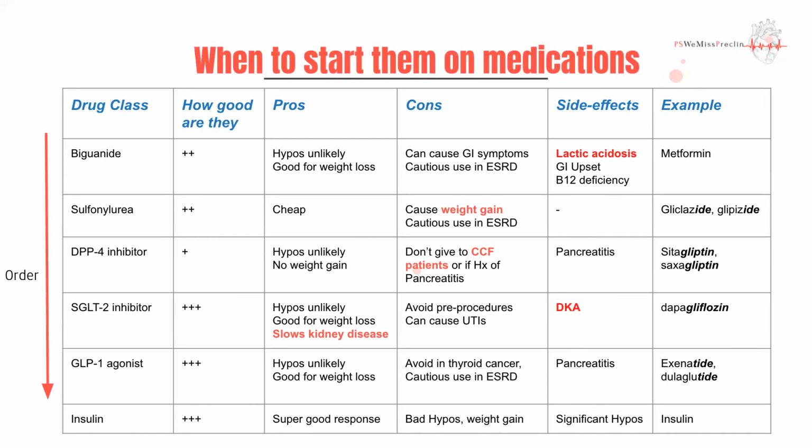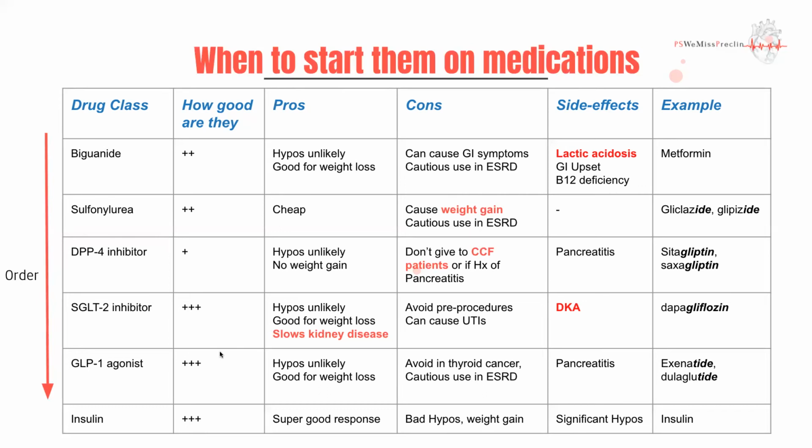DPP-4s. Now, DPP-4s are a new class of medication. Again, hypos unlikely, no association with weight gain, but cannot be given to patients with congestive cardiac failure or if they have a history of pancreatitis. So that's one thing to consider. And the suffix is gliptin.